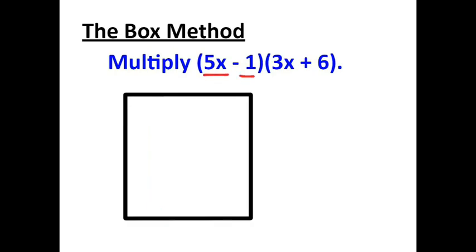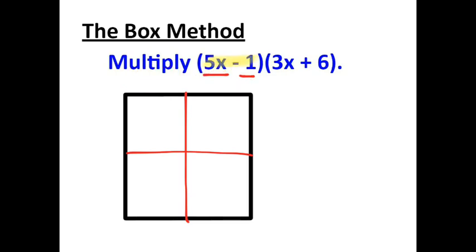The first one, I only got 2 terms, so I'm only going to need to slice it up 2 ways. The second one, I also have just 2 terms, so I don't need to slice it up 4 or 5 or 6 different ways. I just need 2 pieces as well. On the top up here, you're going to be putting down your actual terms from each one.